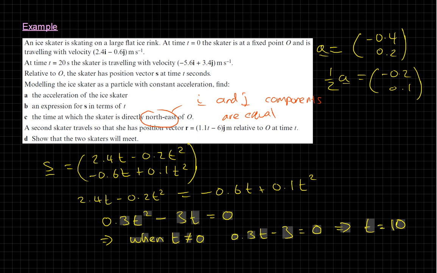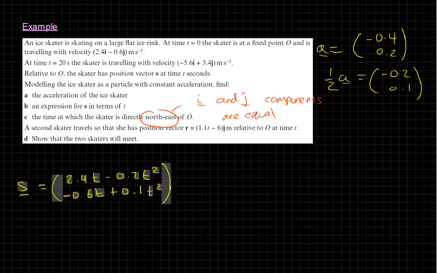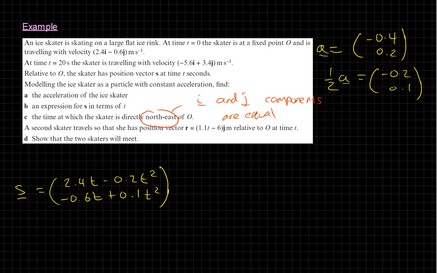Right, so let's make a note of these two skaters. Let's be nice and mathematical about this. Let's say skater 1, and put a subscript here, is that. And skater 2, it's a coincidence that the S happens to begin with skater, but S2 is, at time t, equals 1.1t. We've got to be careful here.